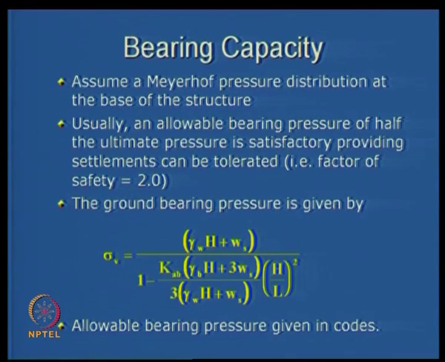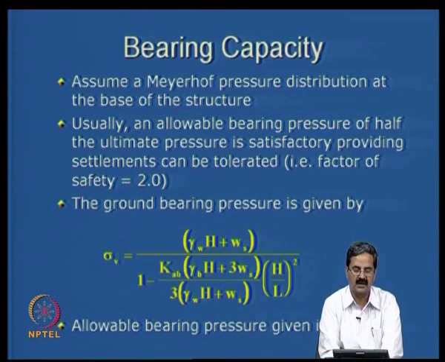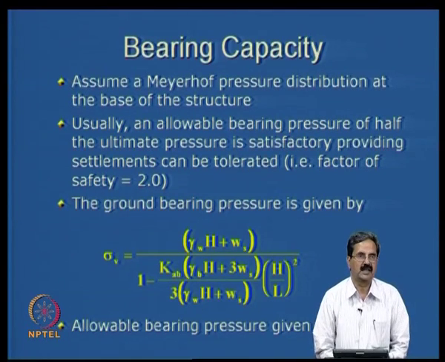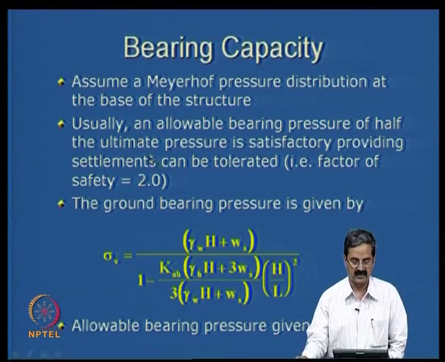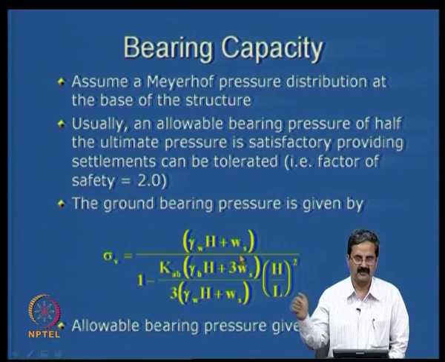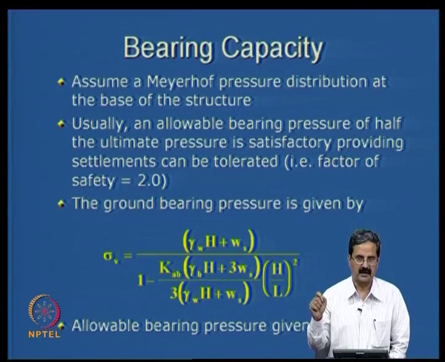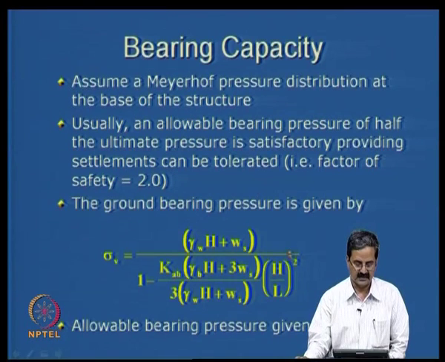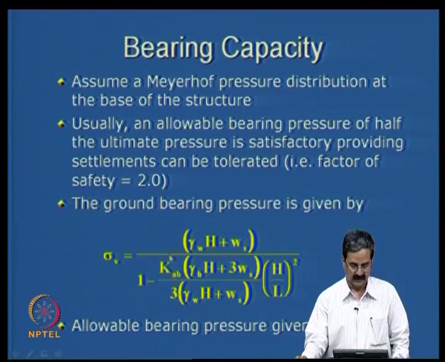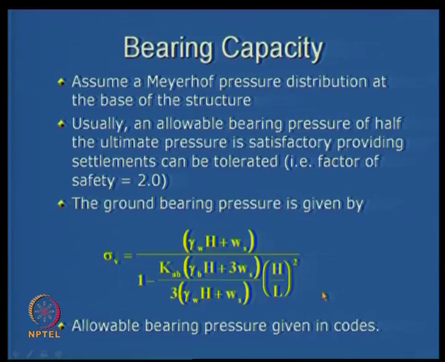Then bearing pressure. I told you about the two types of distribution. One is called trapezoidal distribution. You can do that, and also you can do Meyerhof distribution, for which there is a simple expression that one can get based on the moments and the forces acting below the foundation. One can derive this considering the weights and the pressure coefficients. The maximum pressure will be this, and from the trapezoidal distribution also, we know how to get maximum pressure and minimum pressure.